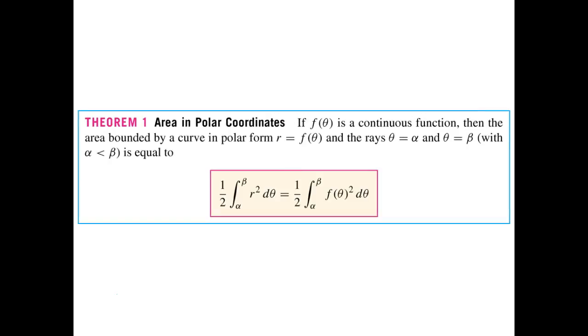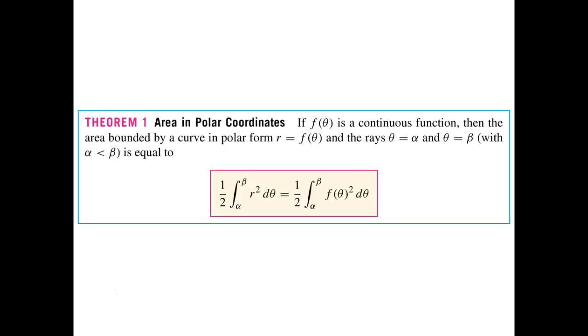If alpha theta is a continuous function of the angle theta, then the area bounded by a curve in polar coordinates, and here's the thing, you have to be able to write that curve as r equal to that function of theta, and the rays theta equal alpha to theta equal beta, wherever those are, with alpha being less than beta, then your area between those is 1/2 the integral from alpha to beta of r squared d theta.